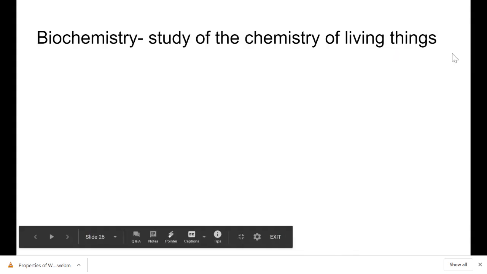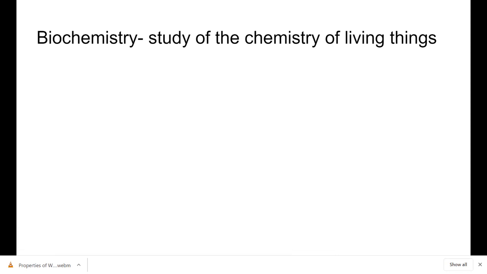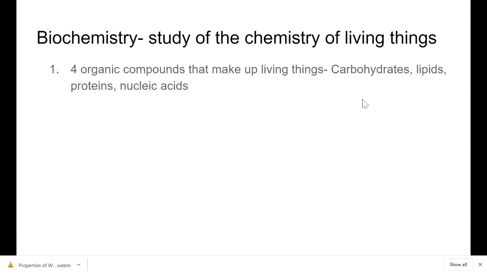Right. So now that we've gone through all the chemistry stuff, we've talked about water, we've talked about acids and bases, let's really start to get into the meat and potatoes of this unit, which is biochemistry, or the study of the chemistry of living things. And like I said at the very beginning of the unit, we're going to focus on organic molecules and organic chemistry as we go through this. So there are 4 organic compounds that we're going to be looking at: carbohydrates, lipids, proteins, and nucleic acids.